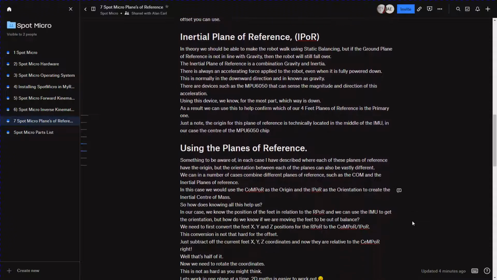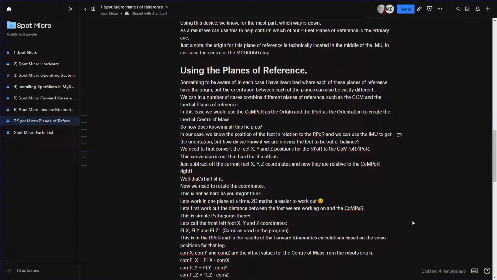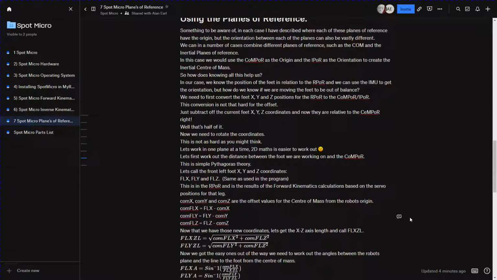So if it's going to fall over and how we're going to do it. I've described all of that here in this document. It does get a little bit heavy at times, but let's work through it. It's not that difficult, and we can use the information we've already got from the Forward Kinematics.